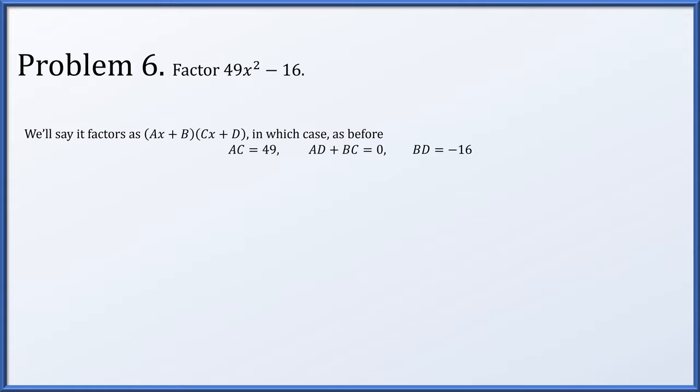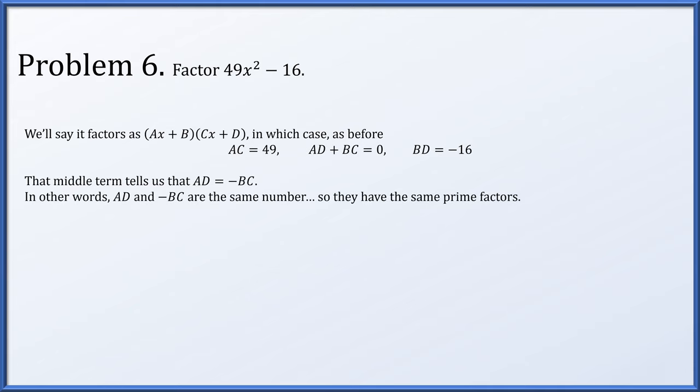Problem 6, let's factor 49x squared minus 16. Well, if we presume it's going to work out like the other ones have, then we need a times c to be 49, ad plus bc to be 0. Notice that there is no term here with a linear x, so the linear coefficient should be 0, and b times d to be negative 16. Well, since ad plus bc is 0, ad must be negative bc. So ad and negative bc are exactly the same number, meaning they have the same prime factors if they are integers.